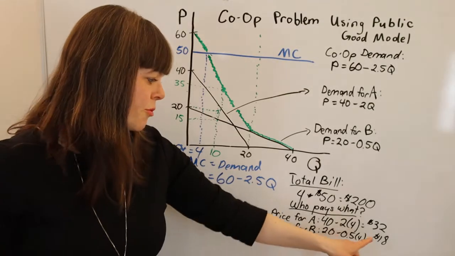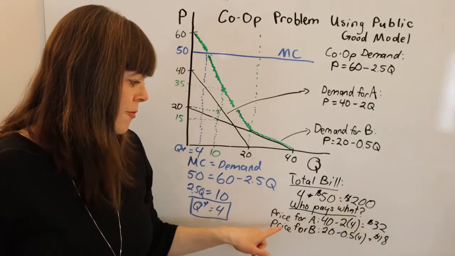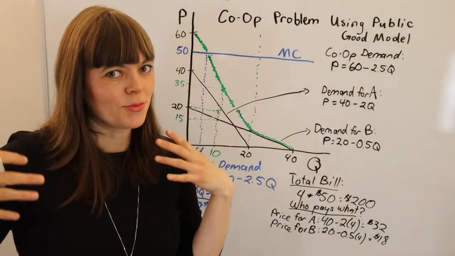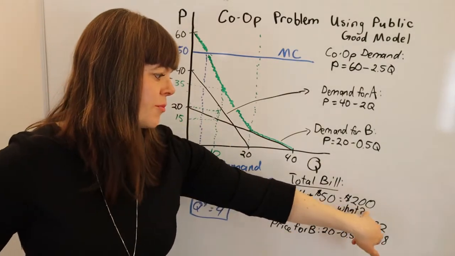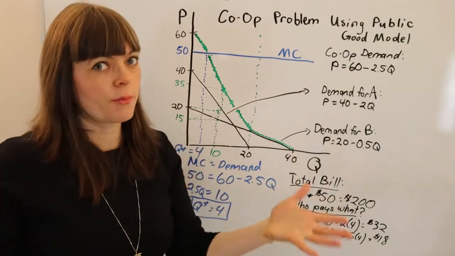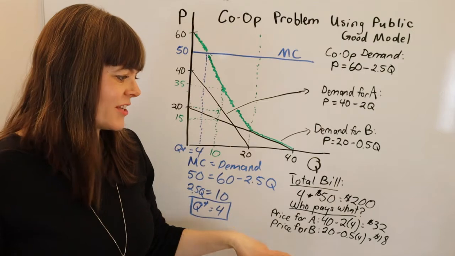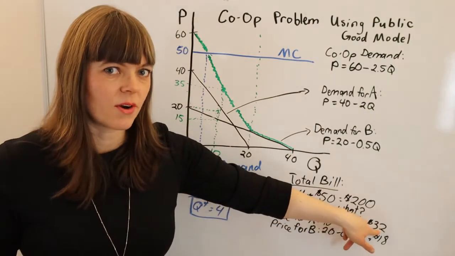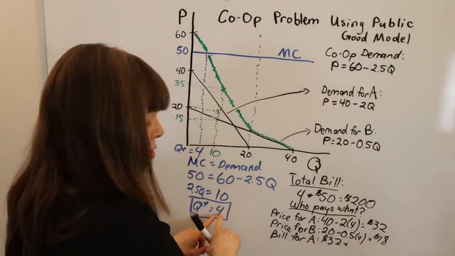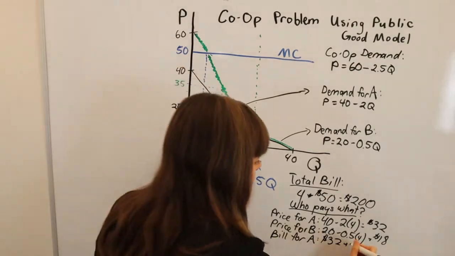So we have an optimal price of 32 for firm A and an optimal price of 18 for firm B. So how much do we charge each of these firms to pay the $200 bill that we have for these developers to develop our modules? Well, that's just going to be the price they pay times the quantity, times the optimal quantity that we've already decided on.